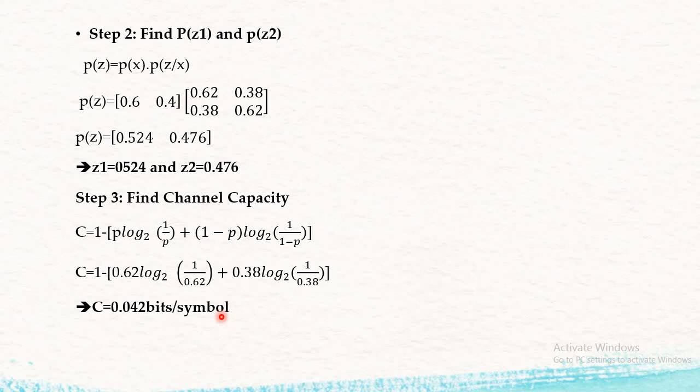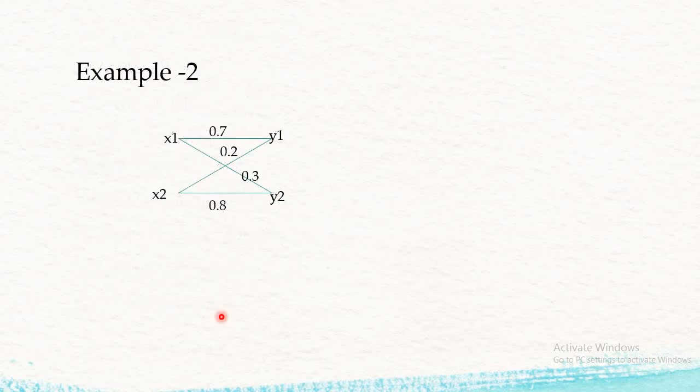So in this way we have found the channel capacity. The second one is an example: find the channel capacity. The example given to us is of a non-symmetrical format, because these two values are not the same. So this is an example of a non-symmetrical channel. For a non-symmetrical channel, we are going to apply the formulas of Muroga's theorem.